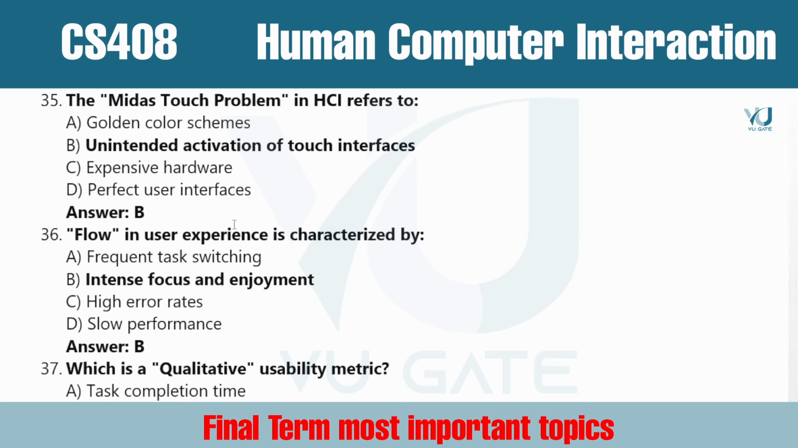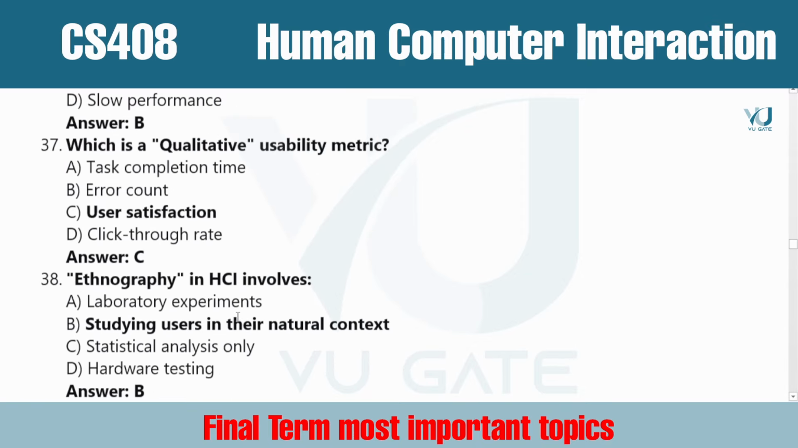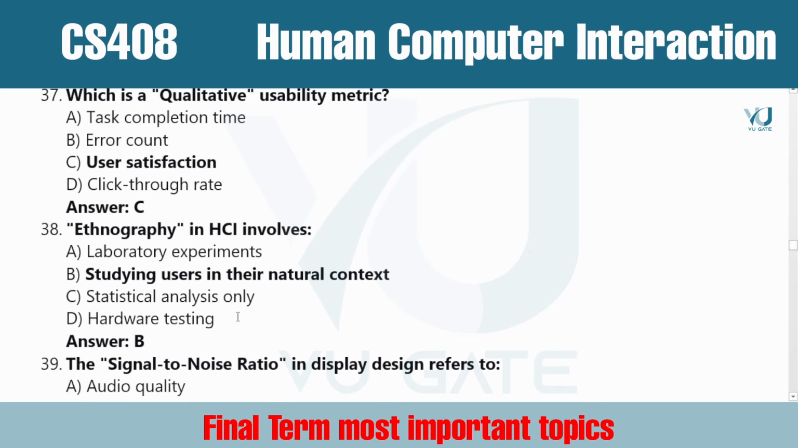Question 36. Flow in user experience is characterized by? The correct answer is option B, intense focus and enjoyment. Question 37. Which is a qualitative usability metric? The correct answer is option C, user satisfaction.